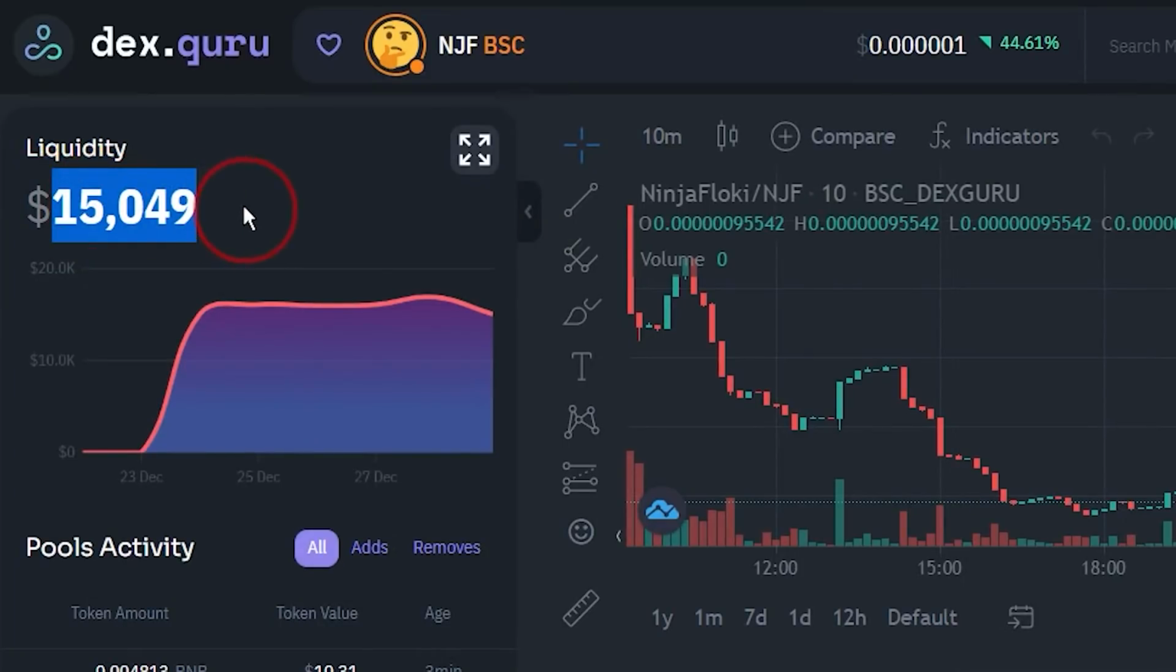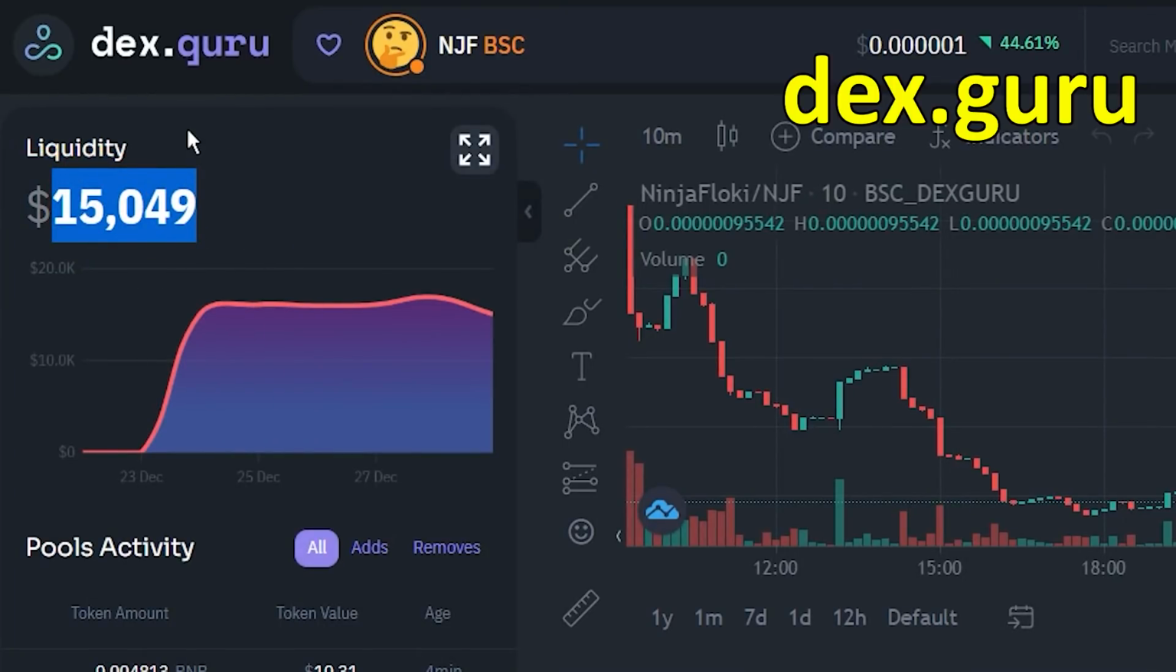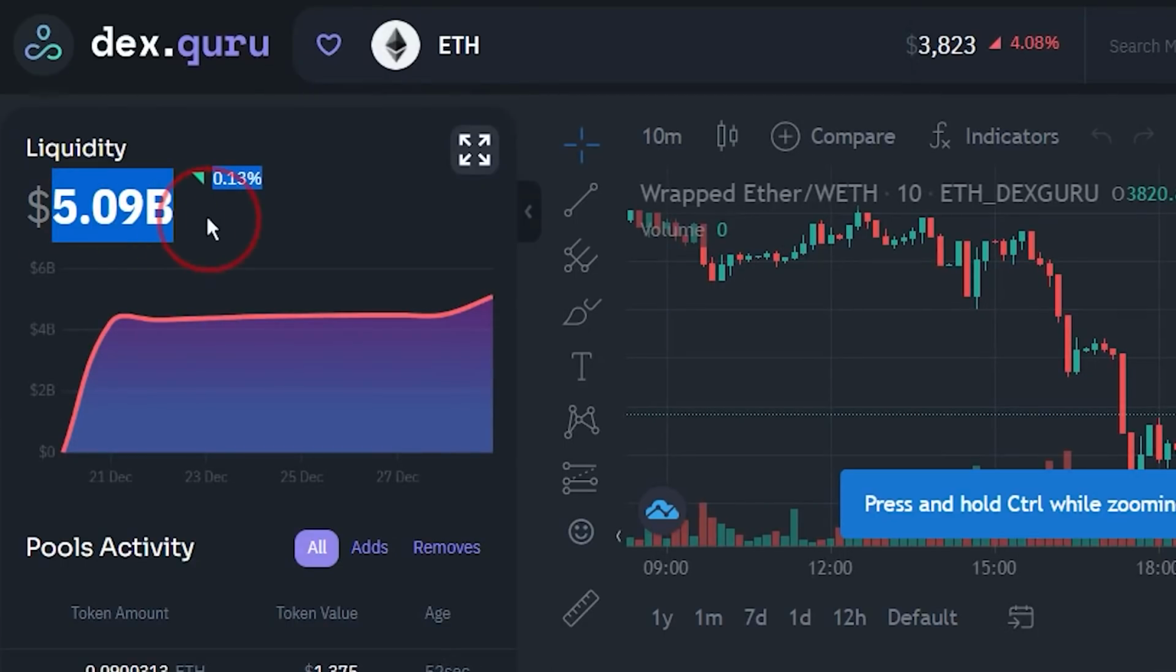Lastly, you can also check the liquidity. Like I mentioned just now, a rug pull happens when developers withdraw their liquidity. And usually, rug pull projects have very low liquidity. For example, if you go to Dex Guru, you can see that Ninja Flocky has only 15k liquidity. Meanwhile, legit projects like Ethereum have like 5.09 billion liquidity, which is super duper high. Also, make sure that the liquidity is locked.